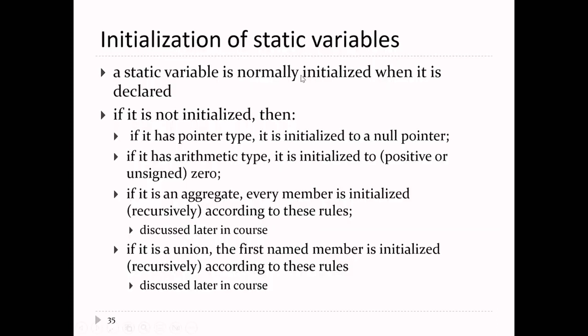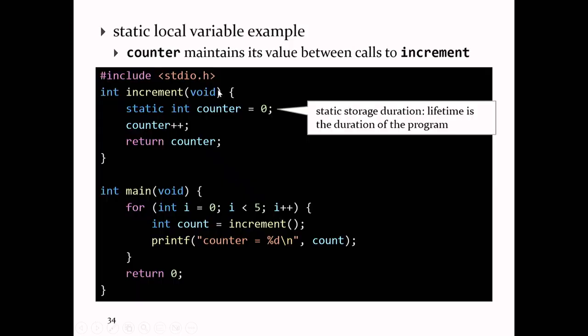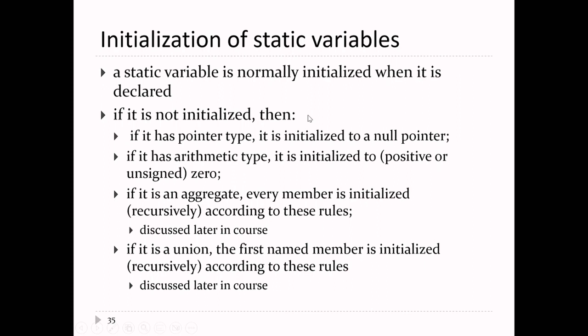Okay, so how do you initialize these things? Static variables are normally initialized when you declare them, like that. If you don't initialize it when you declare it, then C initializes it for you. So if you have a static local variable and it's a pointer, then that pointer gets initialized to null, the null pointer, which is a pointer to nothing. So it points to no object. If it's an arithmetic type, so if it's a numeric type, it gets set to 0.